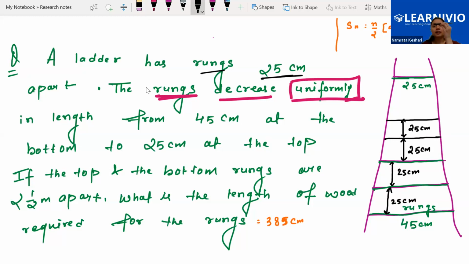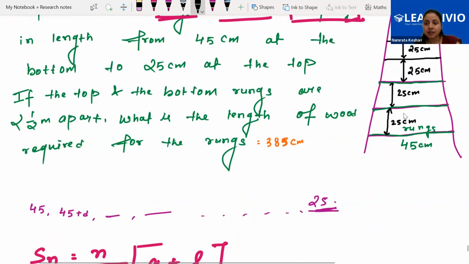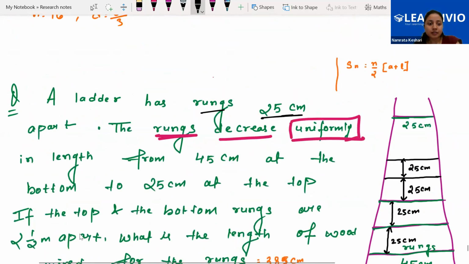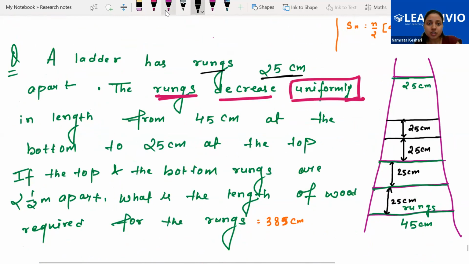The first one is this one, maybe the next rung is this one. We know the length of the first one, but the length of the next one we don't know. But we know the gap. Both are 25 centimeter apart from each other. That we know. So two pieces of information are given here, if you focus.